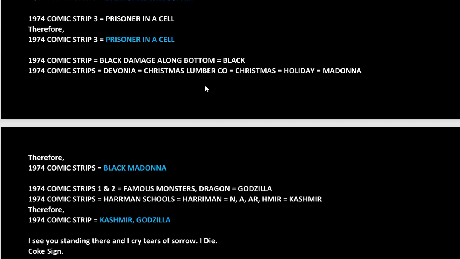There was ink on the bottom of the Wizard of Id. The comic strips were printed at a newspaper office on Devonia Street. Devonia ends at Christmas. Christmas is a holiday. Holiday is sung by Madonna. So from the black ink, we get black, or the black at the bottom of the strip. I don't know if that's from a ripped piece of paper or spilled ink, but it's black either way. At the bottom of the strips it's black, and Devonia Street translates to Madonna, so we get Black Madonna.